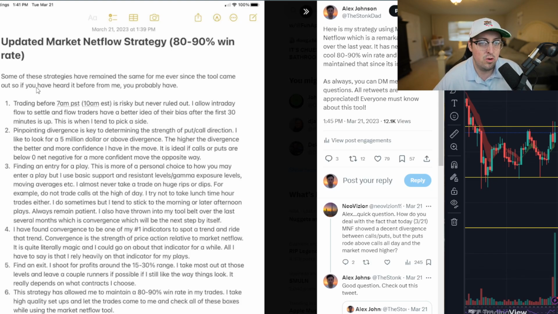Some of these strategies have remained the same ever since this tool came out. For the most part, it stayed the same. The market net flow tool came out almost 2 years ago, maybe a year and 9 months ago, I think. Don't quote me on that, but from what I remember, I've been using this tool ever since it came out.